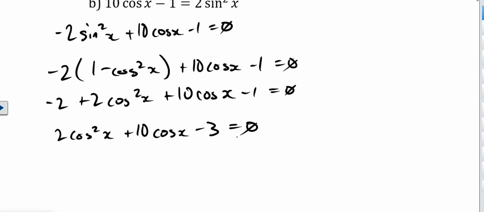Not factorable, but solvable. So I'm going to stop there, and I'm going to let you try this one if you want, or you can go ahead and get started on the practice. Okay, but we'll take this up.